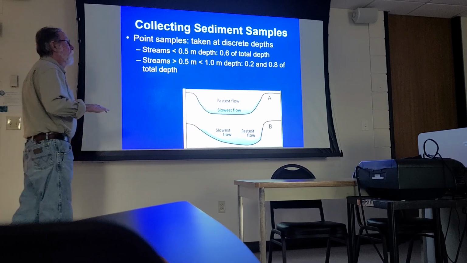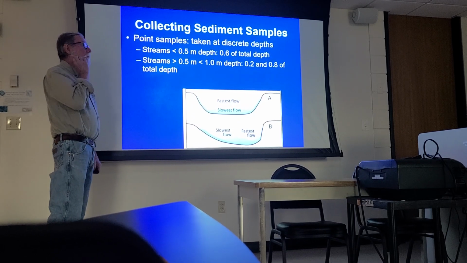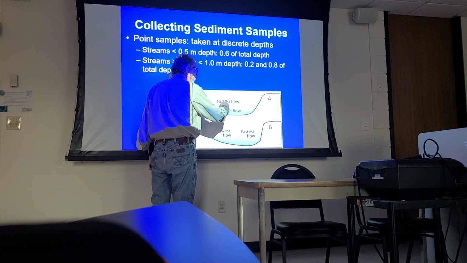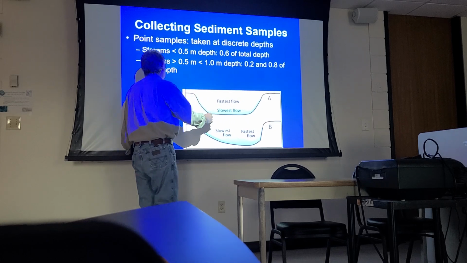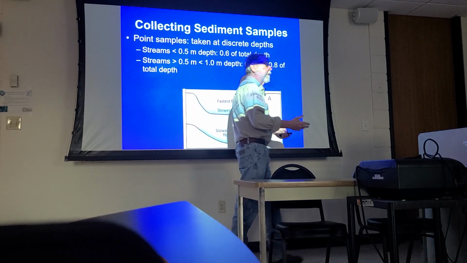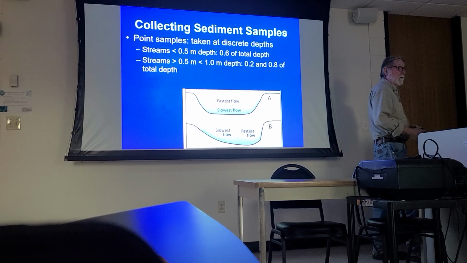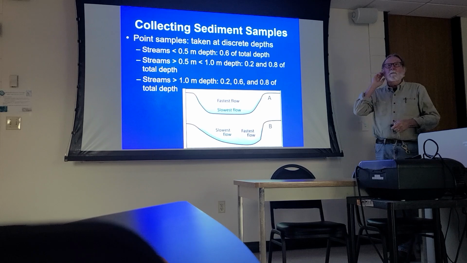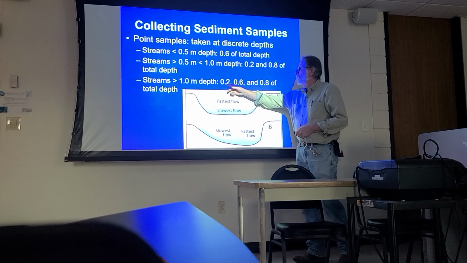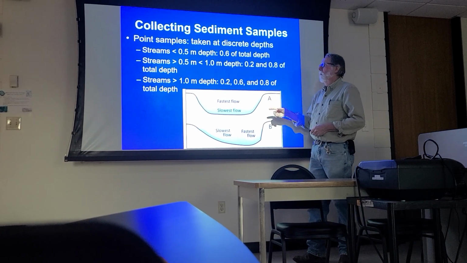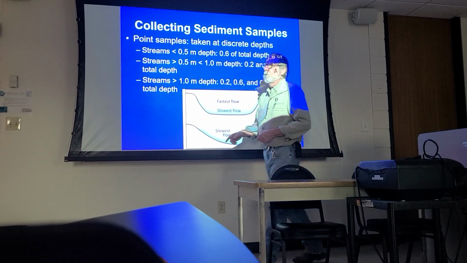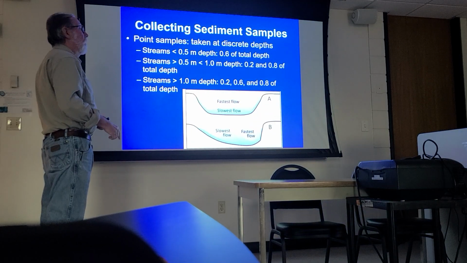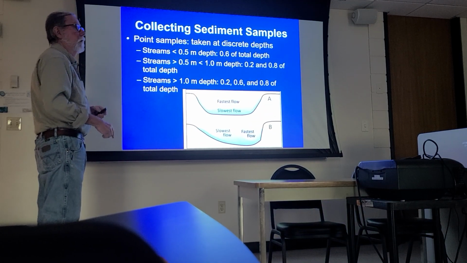If streams are up to 1 meter in depth, this is what I talked about before. You take a sample at 20% of total depth and at 80% of total depth. They combine those, and they give you a better average. That works up to 1 meter. Streams deeper than 1 meter, you do all 3: 20%, 60%, and 80% of total depth. You take your samples. In large rivers, sometimes you take depths even more.